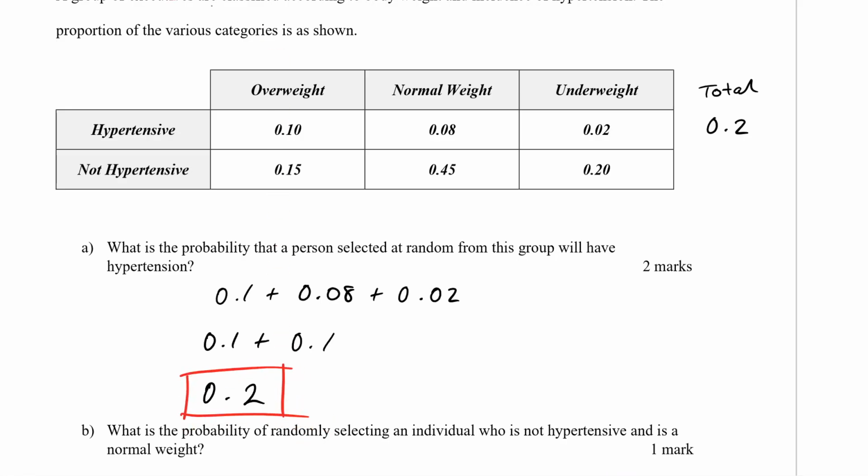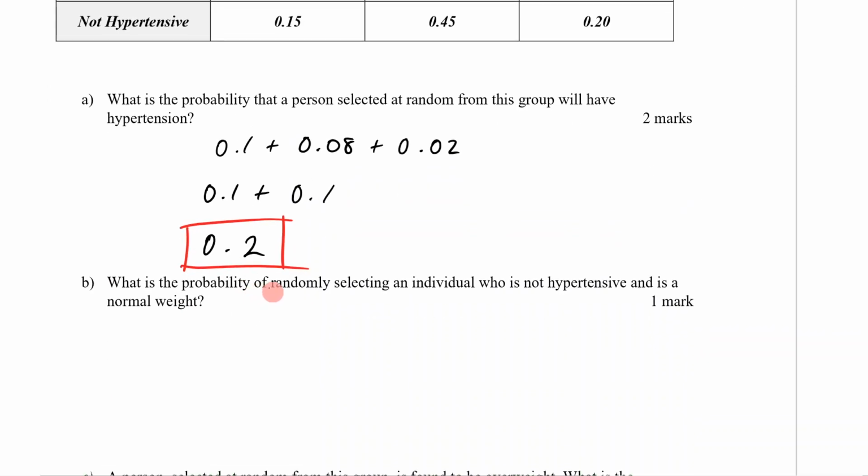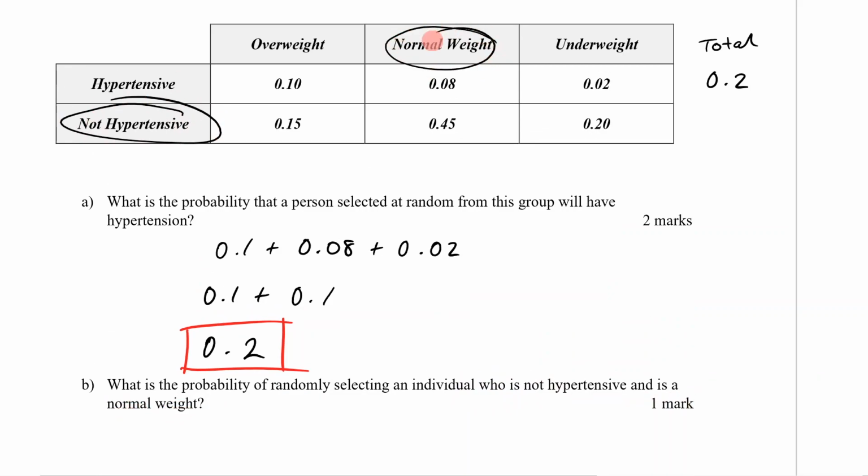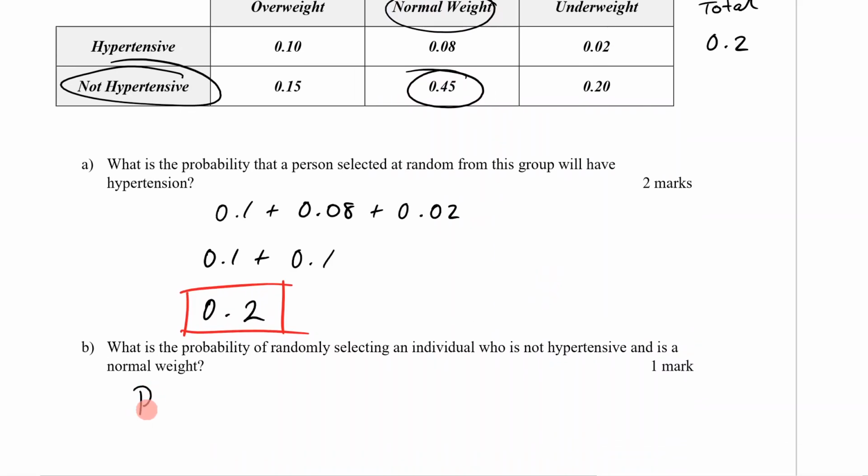Next. What is the probability of randomly selecting an individual who is not hypertensive and is a normal weight? So normal weight would be here, so that means my answer is going to be 0.45. What they were getting us to do here is find the intersection of someone who is not hypertensive, intersection with normal weight. And that would just be 0.45. Perfect. Let's put a box around that answer.